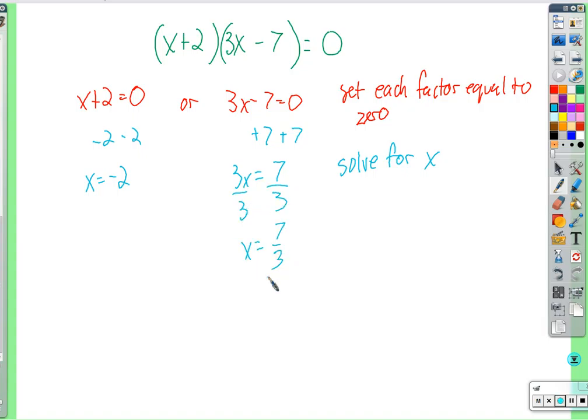Here we subtract 2 on both sides, x equals negative 2. Here, add 7 to both sides, 3x equals 7. Divide by 3 on both sides, x equals 7/3.